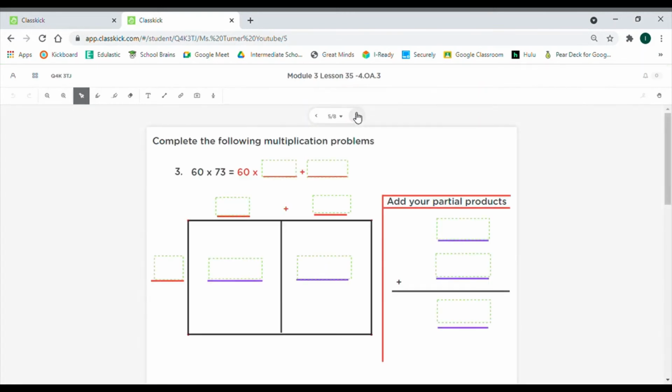Let's do another one. In this problem, I have 60 times 73. Out of these two numbers, which one of these numbers makes more sense to decompose? If you said 73, you're absolutely correct. How do I decompose 73? Well, you know what we can do to help us. 73 equals blank tens, blank ones. How many tens are in the number 73? Good job. Yeah, 7 tens. And how many ones are in the number 73?